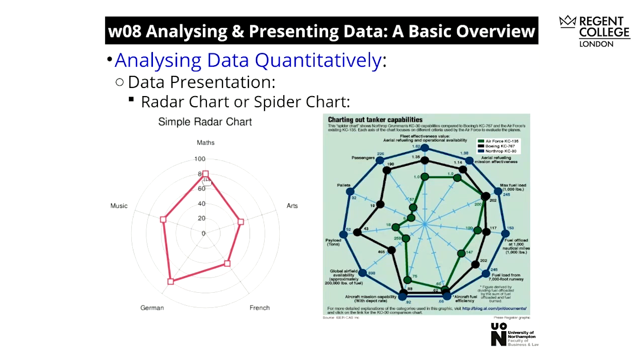Mathematics is very, very popular, 80%. You're looking at German language, quite popular. And then music is probably more popular, and then arts and French language. This is when you have one particular sample, it's one case that you're looking at. On the right side, you have more than one case that you're comparing and contrasting as well.